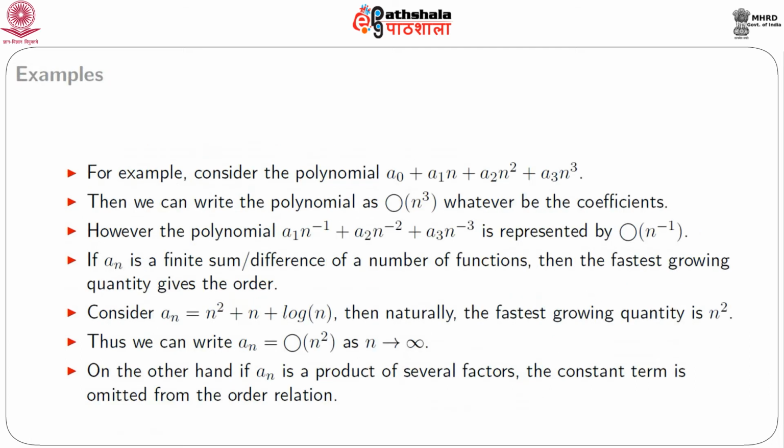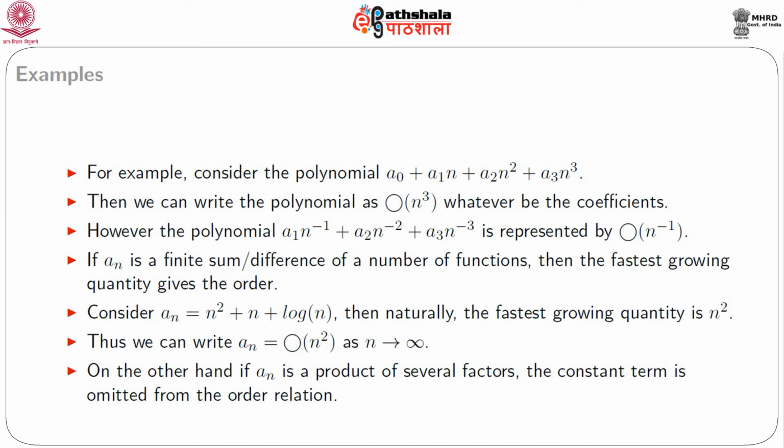Let us illustrate the concept of big O by means of some examples. In our first example, consider the third-degree polynomial a naught plus a1 n plus a2 n square plus a3 n cube. Then we can write the polynomial as big O of n cube, whatever be the coefficients. However, the polynomial with inverse powers of n, that is a1 by n plus a2 by n square plus a3 by n cube, is represented by big O of n to the power minus 1.